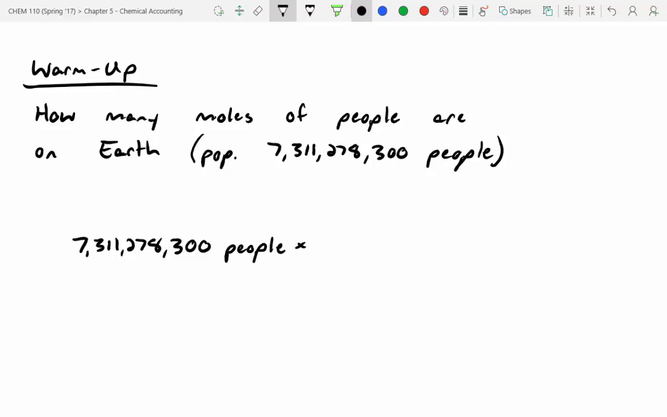And we need to multiply it. And the unit we want should go on the top, which is moles. And people should go on the bottom to cancel out. And now we need to figure out what number to plug in where. So what do you guys think? Yeah, so the 6.022 times 10 to the 23rd, should that go on the top or the bottom?